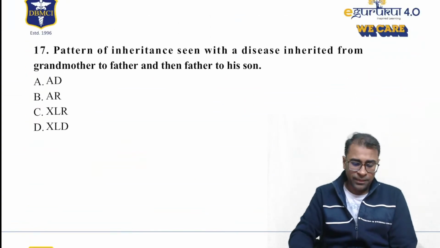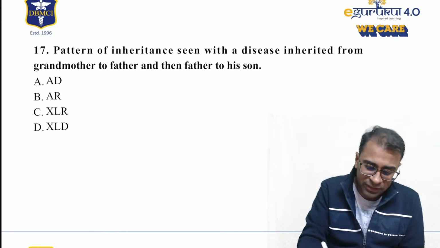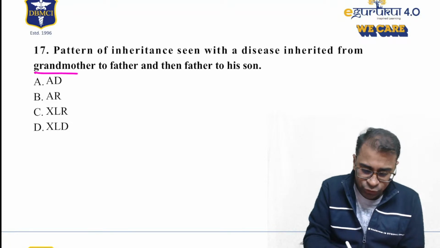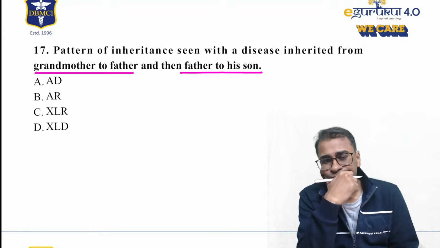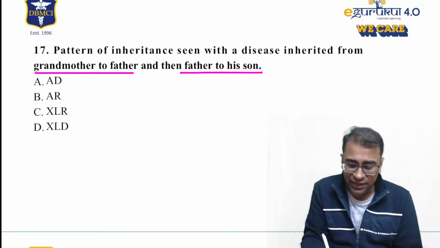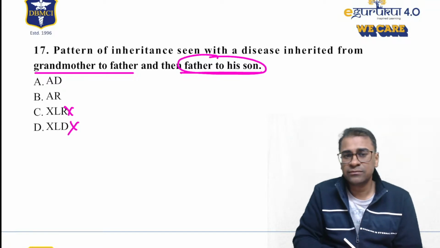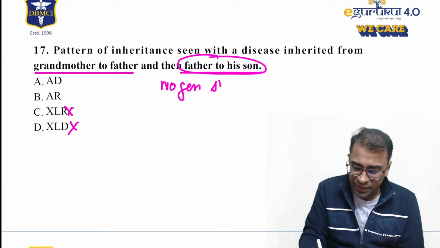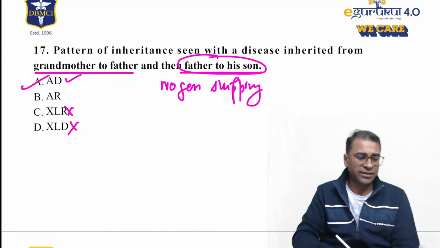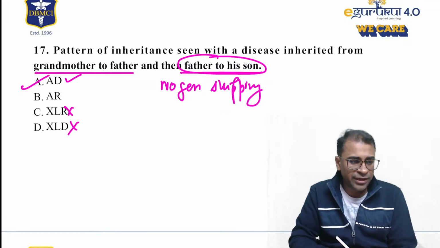Okay. Pattern of inheritance seen with a disease inherited from grandmother to father and then from father to son. Tell me, what is this? Yes, father to son transmission occurred. See here, it cannot be X-linked. But because there is no generation skipping, it has to be dominant. Answer is 80. Okay?